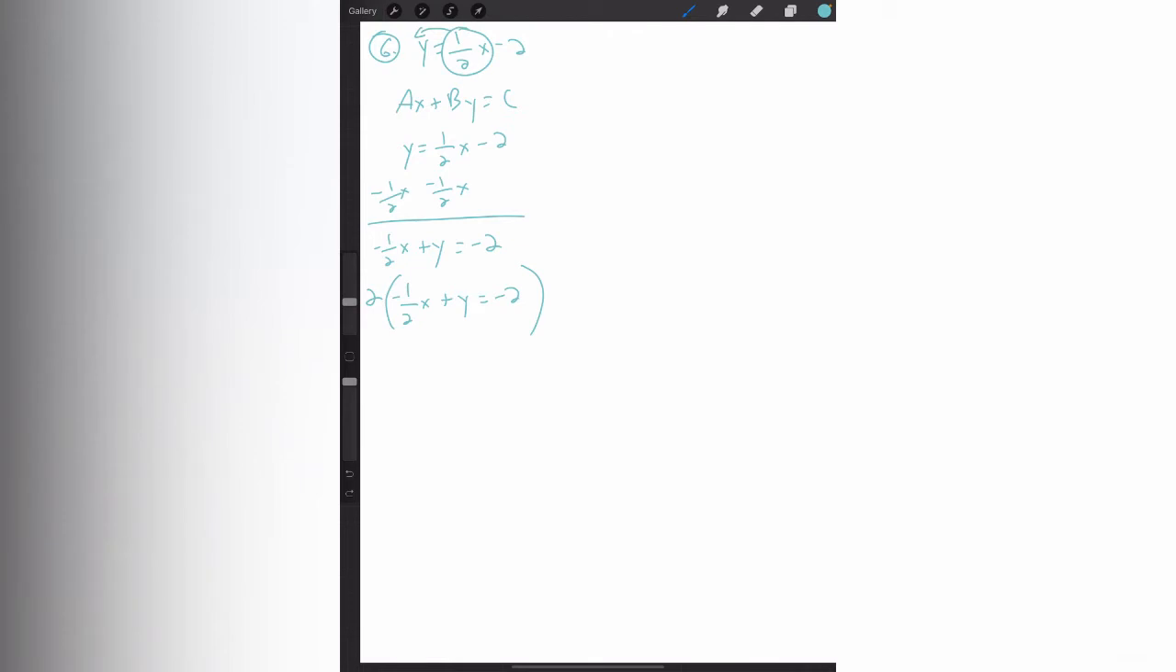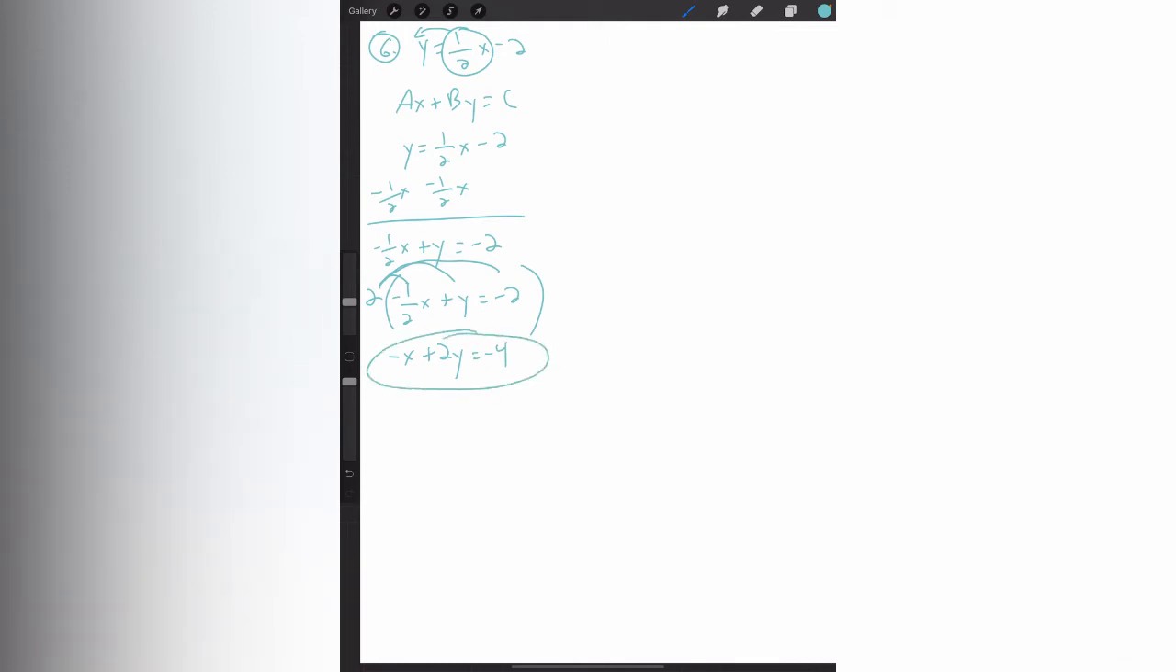So 2 times -1/2, right? That would just cancel those out. That would just give me a -1, so that would give me a -1x. Now distribute it over here. 2 times y gives me 2y. 2 times -2 gives me a -4. Okay? And now I can circle it.